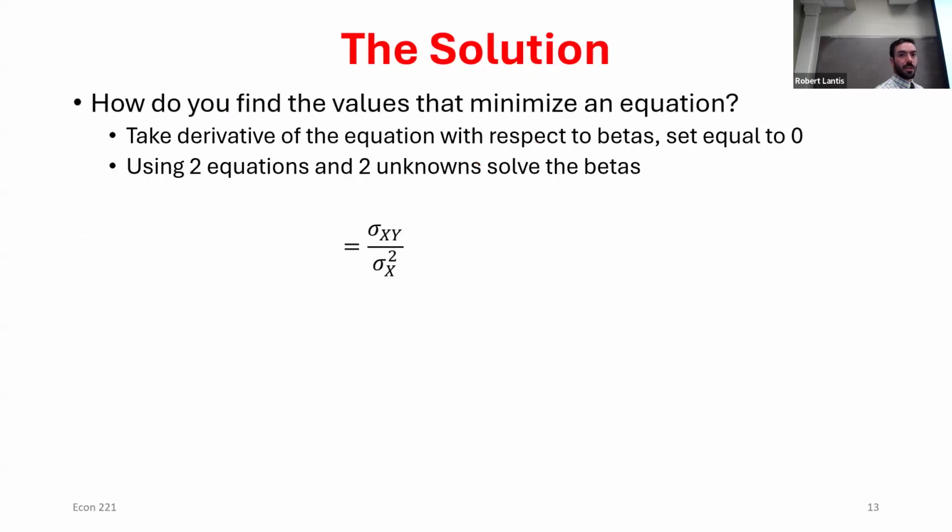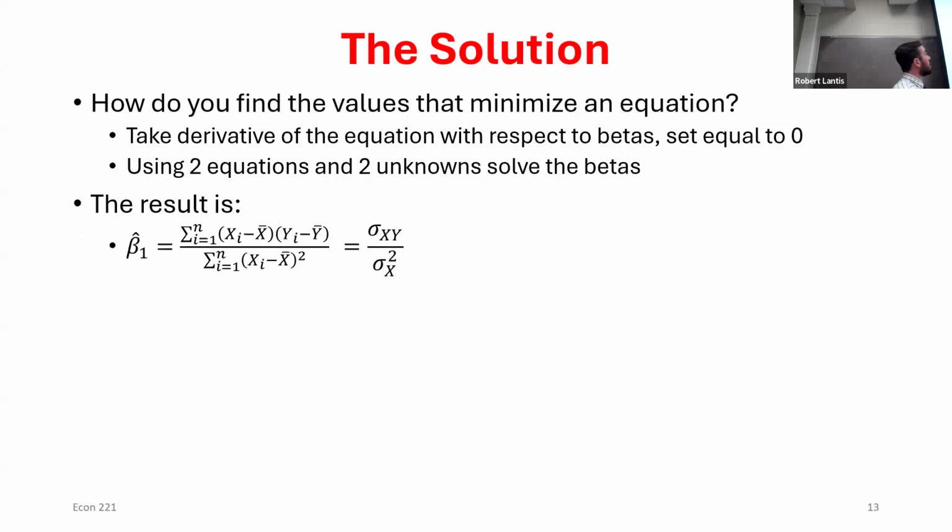Oh, one of my animations is off. So we'll skip ahead a little bit. But this is if you do all the math yourself, if you take the derivative, set them equal to 0, do some algebra. The slope coefficient that will give you that line of best fit that minimizes the sum of the squared errors is going to be this. It's every observation's deviation from x times the deviation from y, added all up, divided by the sum of the deviations from x squared.